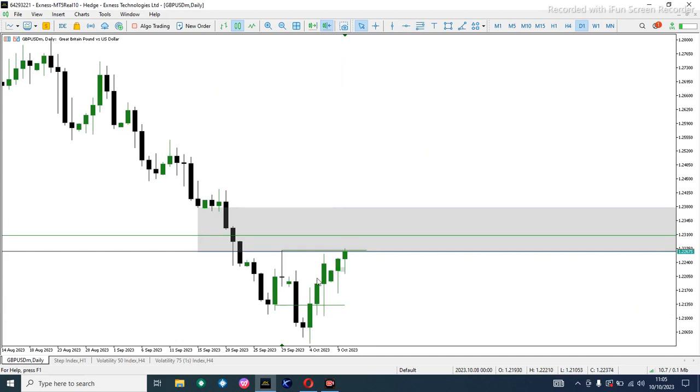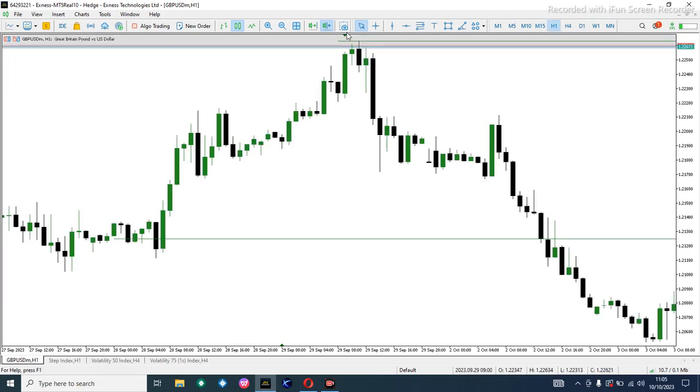Now you're still selling. As far as the market keeps making new lows, or keeps making new highs, you're still going to be selling. So now let's go into the 1 hour time frame.